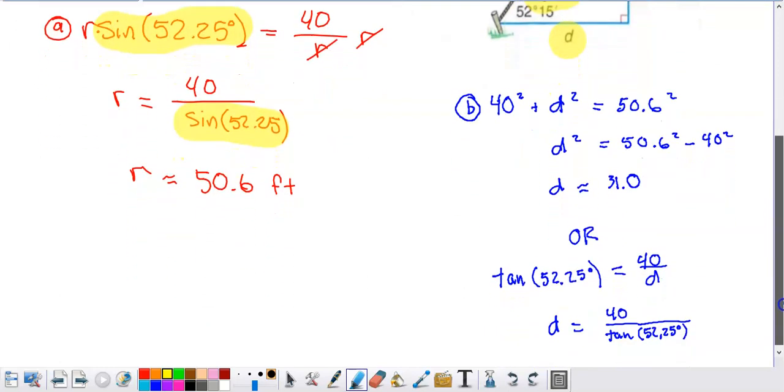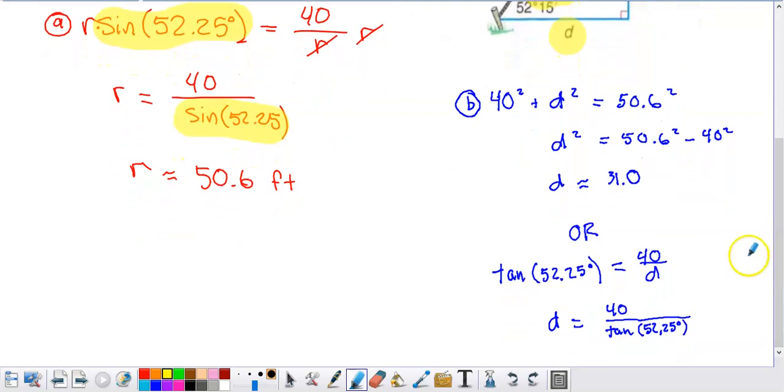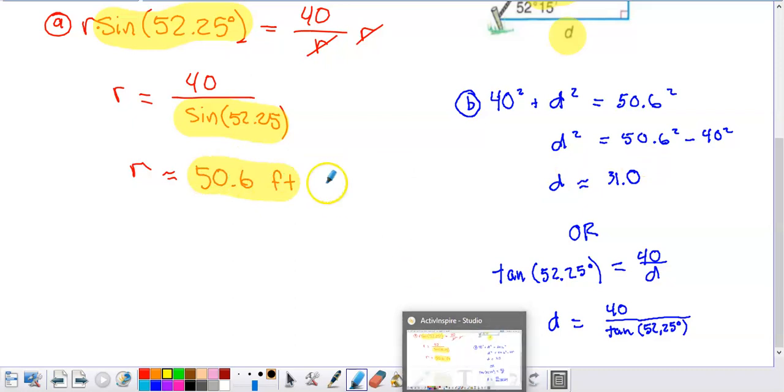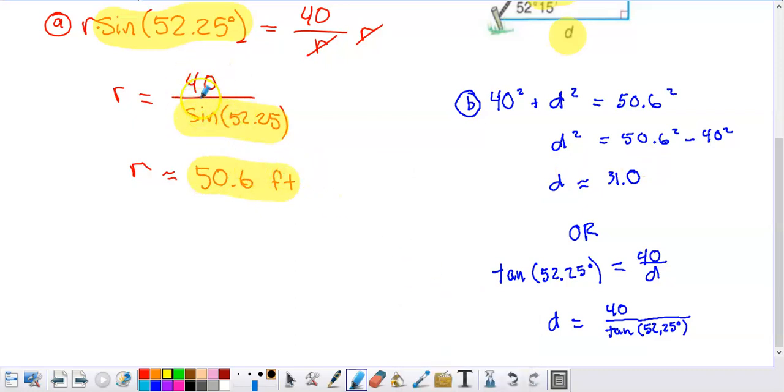Which of these methods is preferred? Well, it kind of depends. They both get you to the right spot. The only issue with what I did right here within the Pythagorean theorem is that this answer, 50.6, is rounded off, right? This calculation was not exactly 50.6. So when I do more math with a rounded off value, I do lose a little bit of accuracy within that final result.